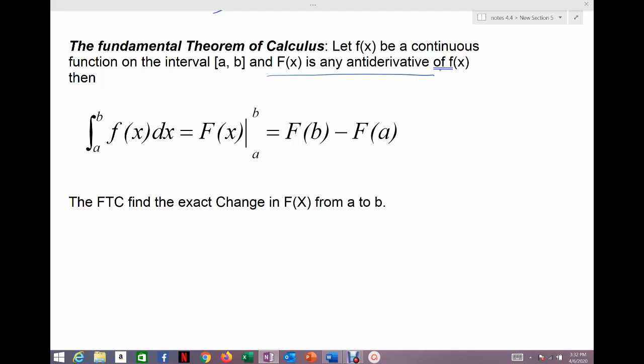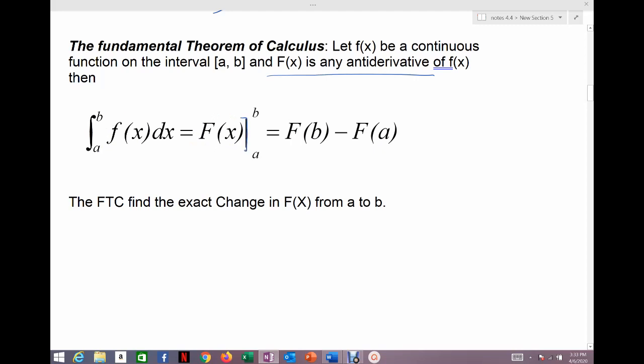So capital F of x is any antiderivative of my lowercase f of x. This definite integral, which is the limit of the infinite sum of my function values from point A to point B, is found by first finding any antiderivative of this function. And the notation that we're using means all I've done is undo the integral part. That means I've undone the derivative, I found the antiderivative, but I haven't taken care of my x value A or my x value b. And so we put it on here.